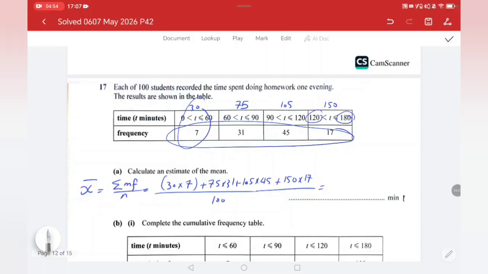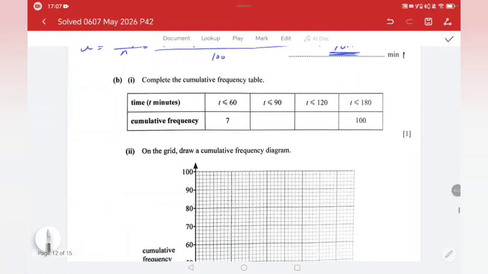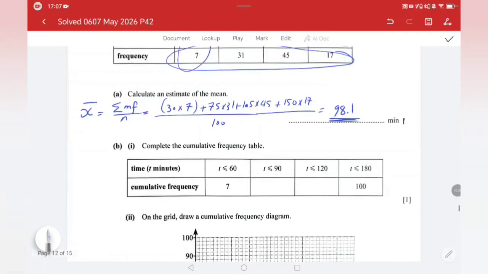So 30 times 7 plus 75 times 31, 105 times 45, 150 times 17, all of this divided by 100, so the answer is 98.1. Okay, next one, complete the cumulative frequency table.